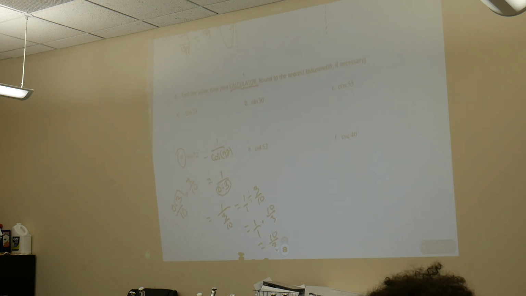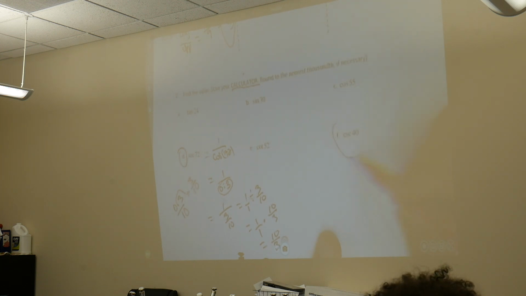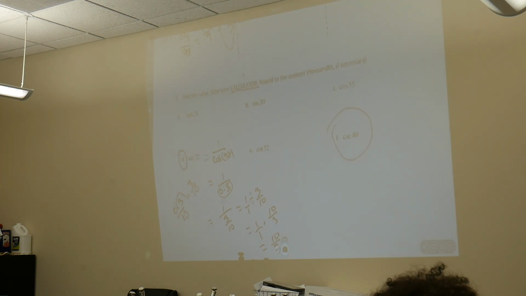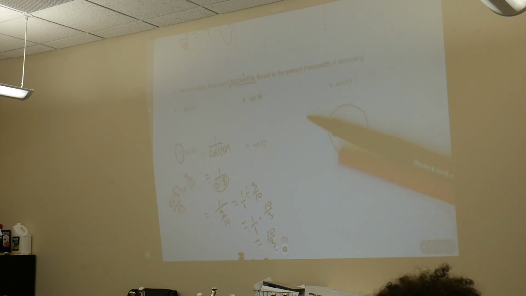So then if I have a cosecant of 40 degrees, but my calculator does not have a cosecant key, how do I trick it into finding cosecant? What relates to cosecant? Sine, right? So I find sine at 40 degrees. I'm just going to do 1 over the sine value at 40 degrees. Does that make sense? Are we good?